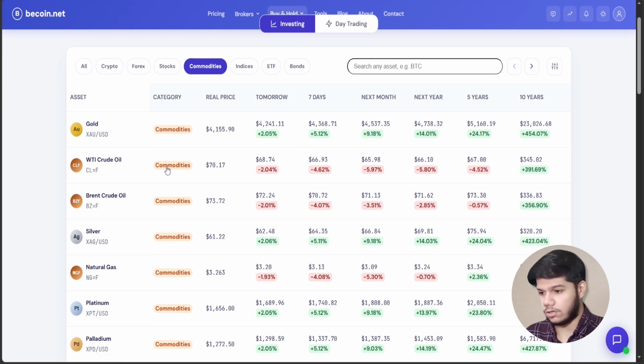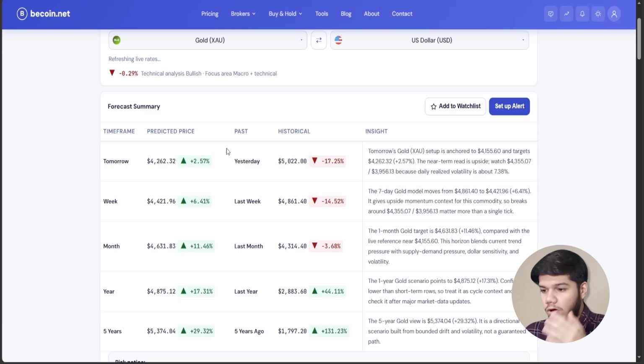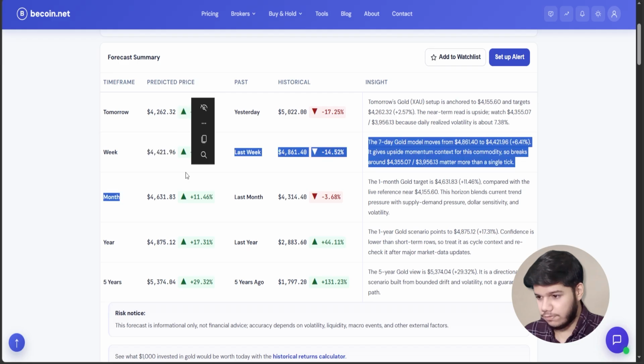So now let's click on gold first. Okay, so here you can see all the data listed for the forecast summary. Now keep in mind, this is not financial advice. It's just AI doing the heavy lifting for you, so you don't have to put all your effort into this. Here you can see the predicted price for tomorrow. The past yesterday price was this, and for the week time frame, this is the predicted price right here.